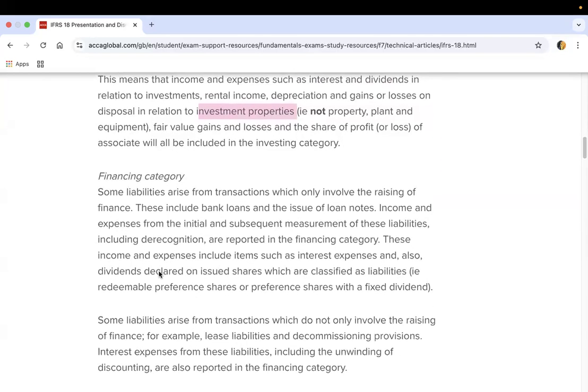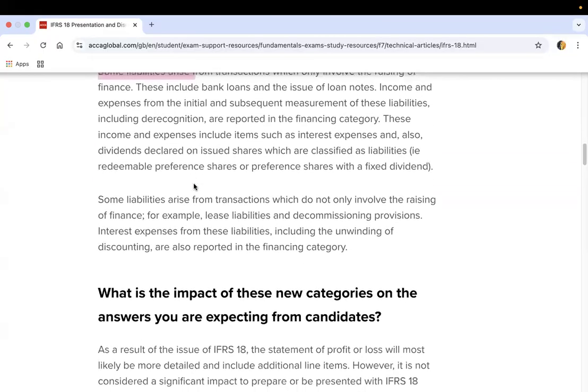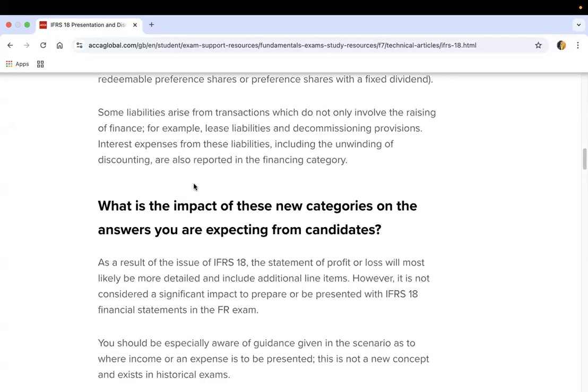Now, the financing category. The financing category is basically all the types of interest that you have studied till date, whether it is on an IFRS 9 basis, whether it is on leases, or on any contingent liability that is coming in the future, that is the deferred liability in the future. So every interest related with the company would go in the financing category. Understood?